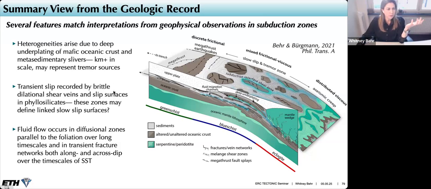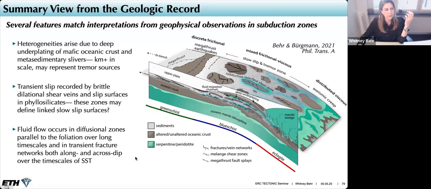Then we do see evidence for transient slip recorded by brittle dilational shear veins and slip surfaces and phyllosilicates. We don't see these actually linking up. I'll come back to this in a moment as one of the key questions, how these actually scale up and link to form slow slip surfaces.